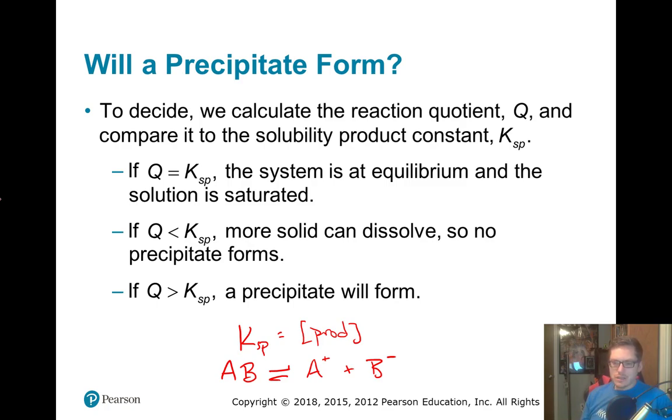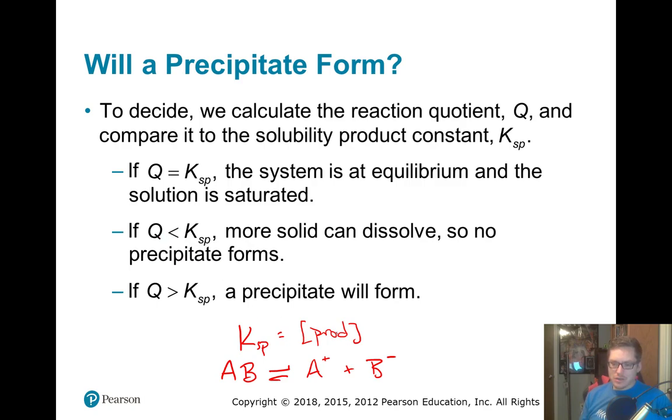So here's our big deal here. If your Q is equal to K, then that means your system is at equilibrium and therefore you have to have been saturated. So if your Q is already equal to K, no more is going to dissolve. Okay, so your solution is saturated. If your Q comes out to be less than K, then you can dissolve more solid, so no precipitate forms. And that makes sense, right?